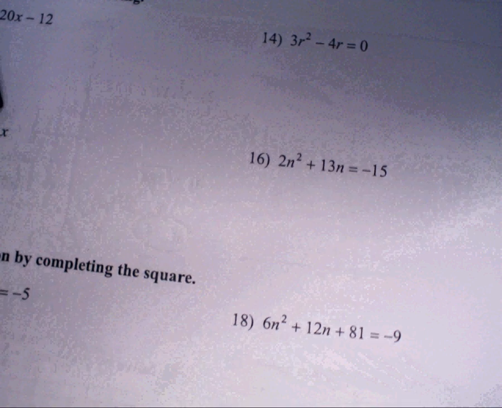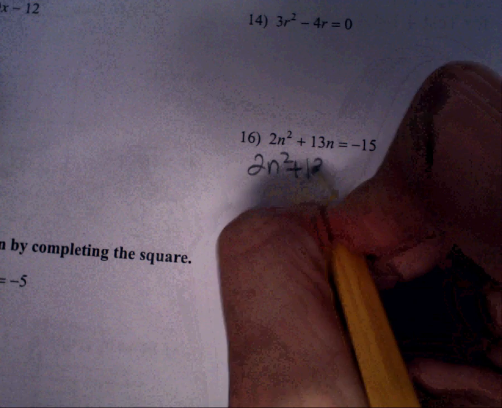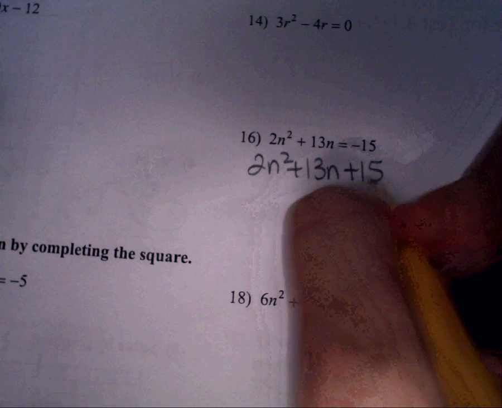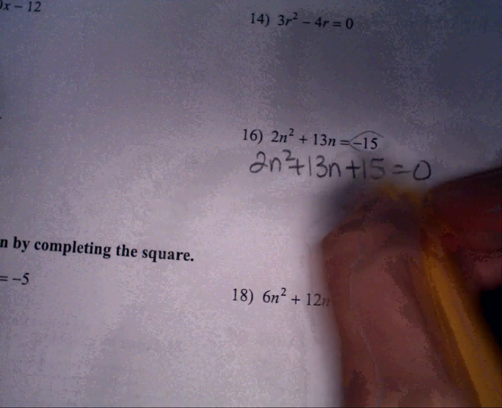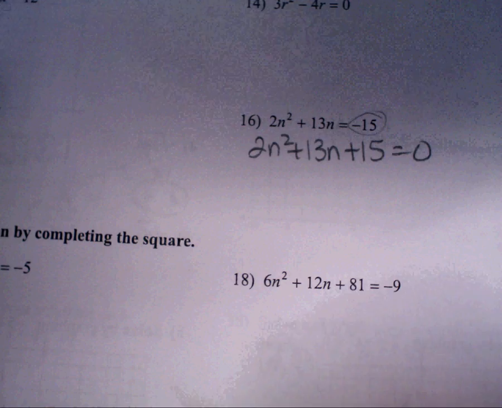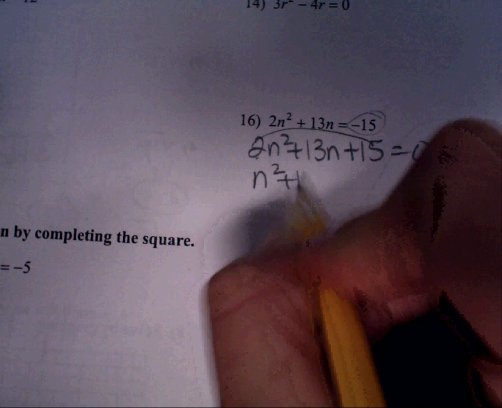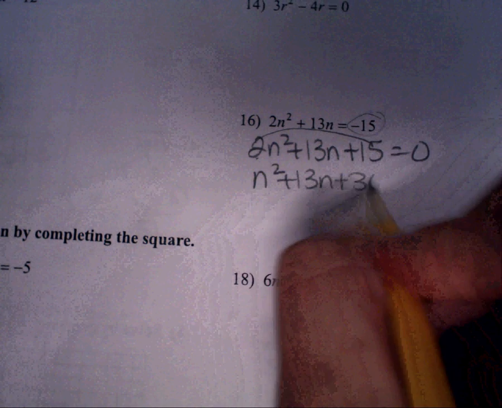I'm going to do number 16. That's probably the one that we would have most trouble with. 2n squared plus 13n plus 15. So in order to solve by factoring, you have to get it equal to 0. Okay, and so then I'm going to do the slide and divide because of the 2 in front. So I slide it back.